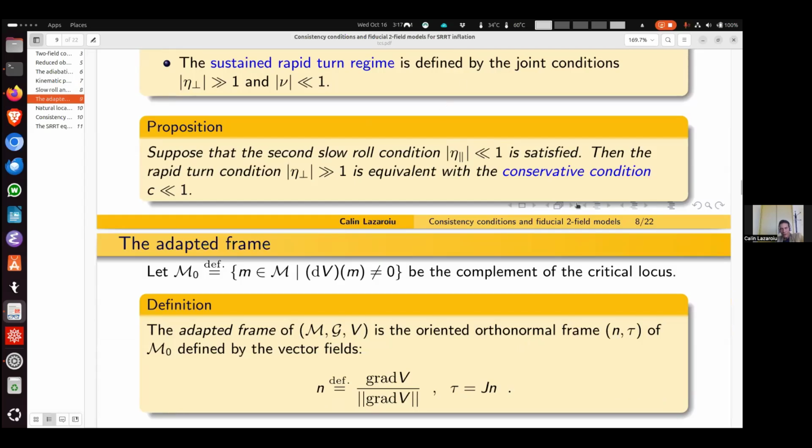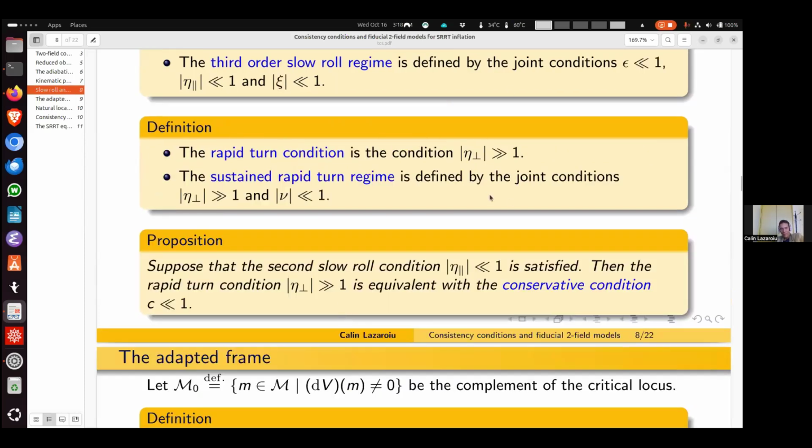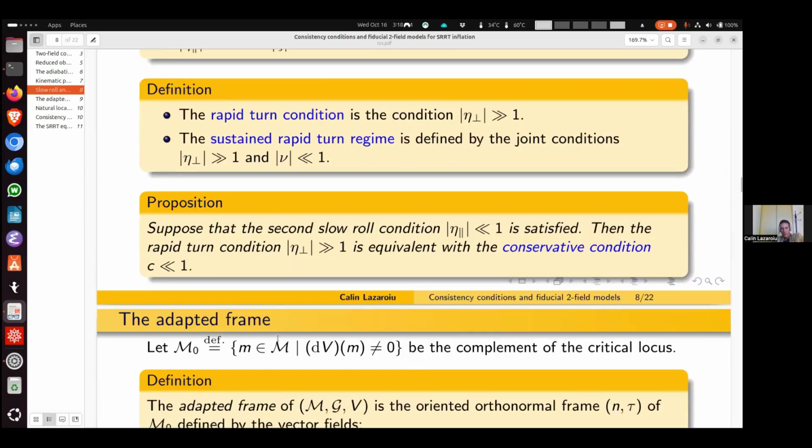And to explain why this conservative parameter is relevant, there's the following proposition, which is easy to show after you do this dynamical reduction to reduced observables, first order observables. You can show that if the second slow roll condition, absolute value of eta parallel much smaller than 1, is satisfied, then the rapid turn condition, which was 1 over eta perp in absolute value much smaller than 1, or equivalently eta perp in absolute value much bigger than 1, is in fact equivalent with what we call the conservative condition, which is a condition that C is much smaller than 1.